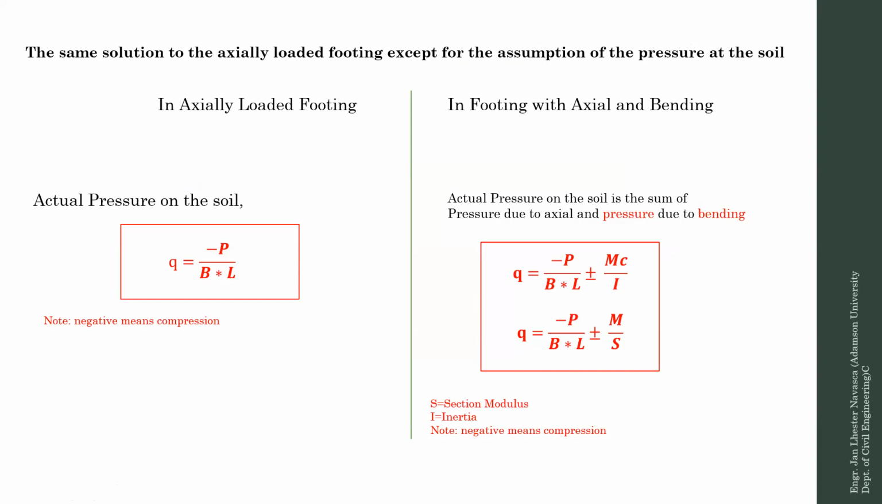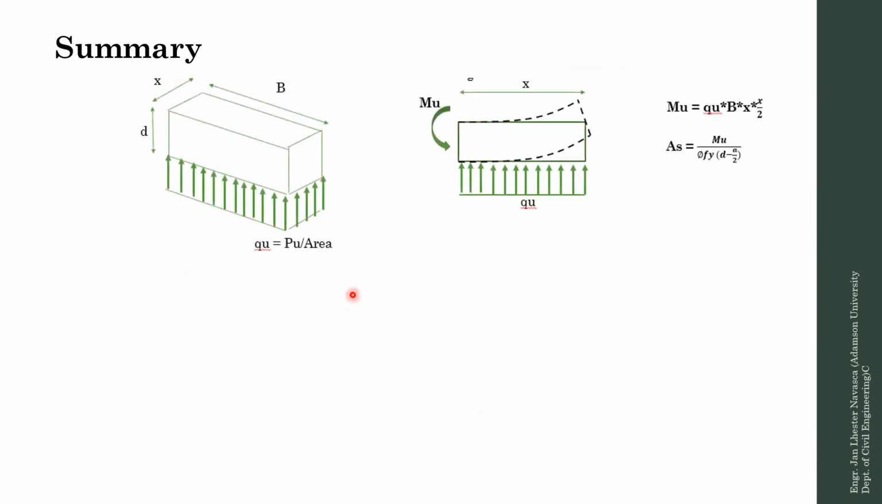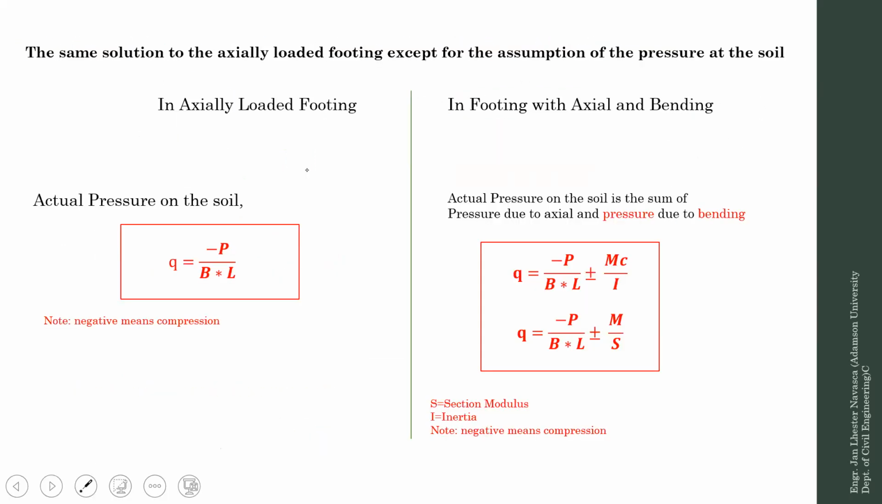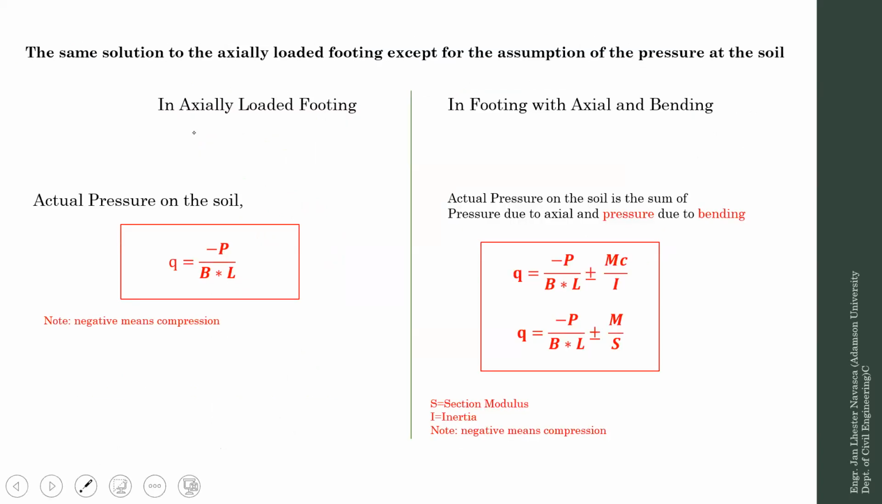So if we recall that in axially loaded footing, yung assumption dun sa load ng soil is, di ba ganito? P over B times L. Or if you recall, yung qu is equals to Pu over area, di ba? So basically, that is P over B times L. So I just use the sign this time. Yung negative means compression. And since we all know that your axial load is in compression, that is why your q is equals to negative P over B times L. So yan yung sa axially loaded footing.